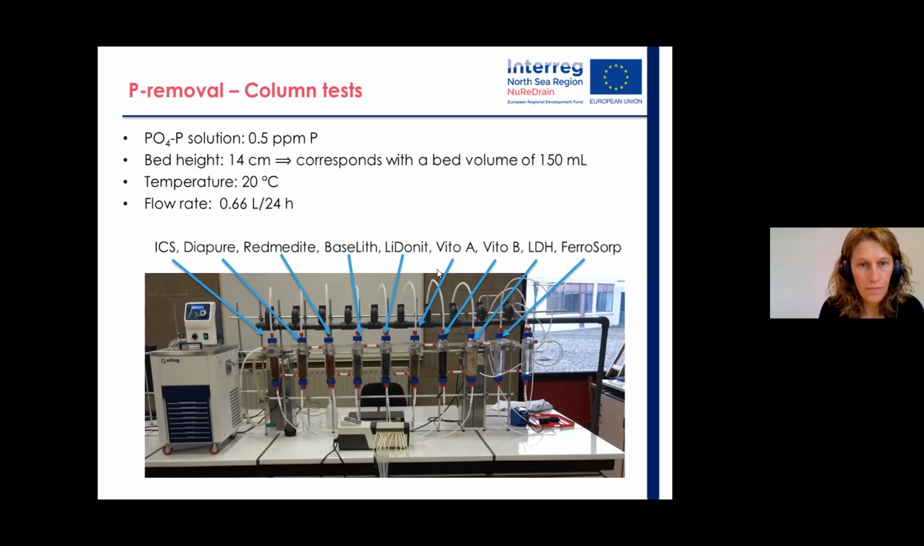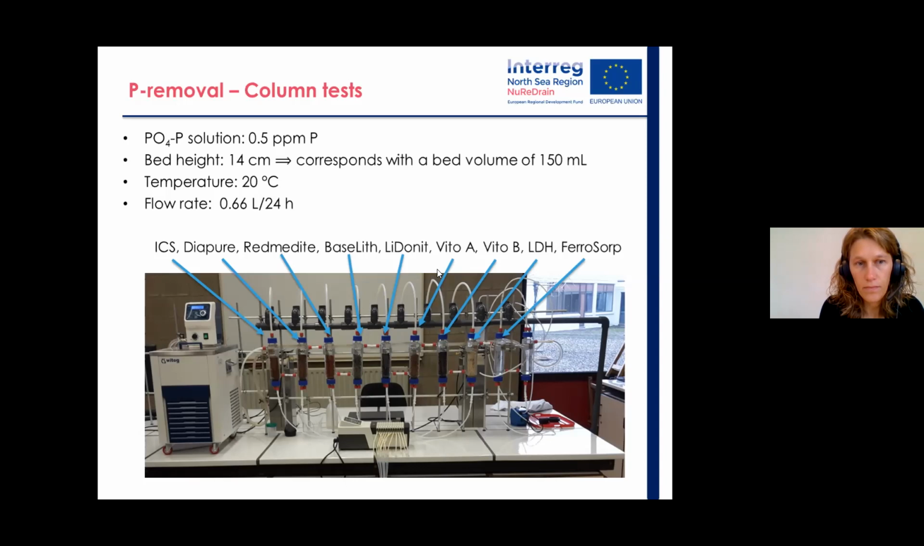You can see here at the picture of the lab test that they made, and after the first screening, ICS, diapure, redmedite, baselite, lidonite, phyto A and B, LDH, and ferrosorb were remained for further testing. But of all lab test materials, it was the ICS grains that was one of the best materials in adsorption capacity, although there were other materials as diapure that were also very promising.